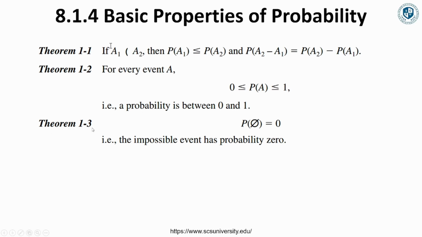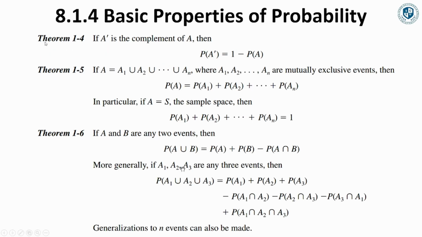Theorem 1.3. Probability of the empty event is 0. Therefore, the impossible event has probability of 0. Theorem 1.4. If event A' is the complement of the event A, then probability of event A' is equal to 1 minus probability of event A.